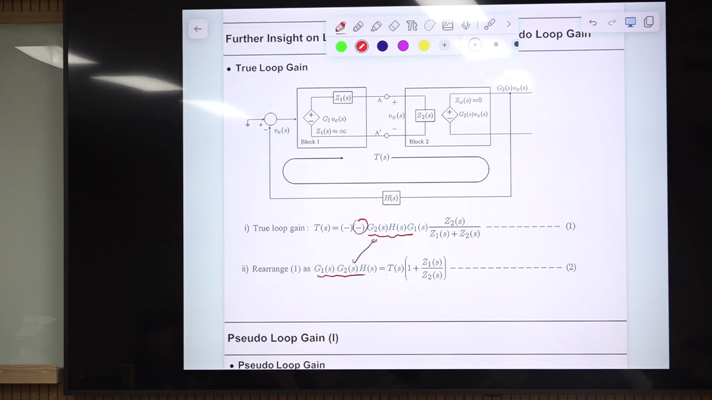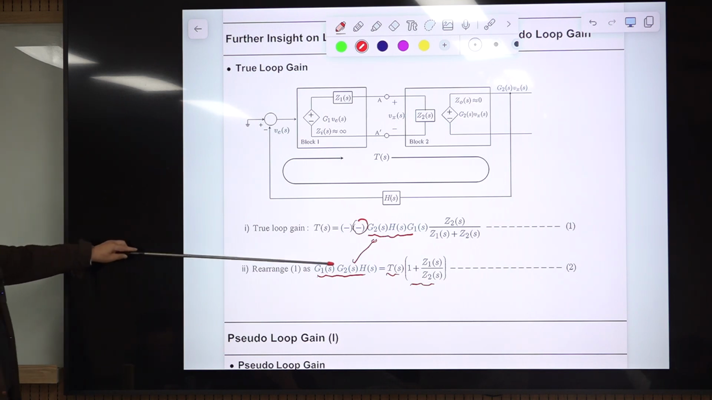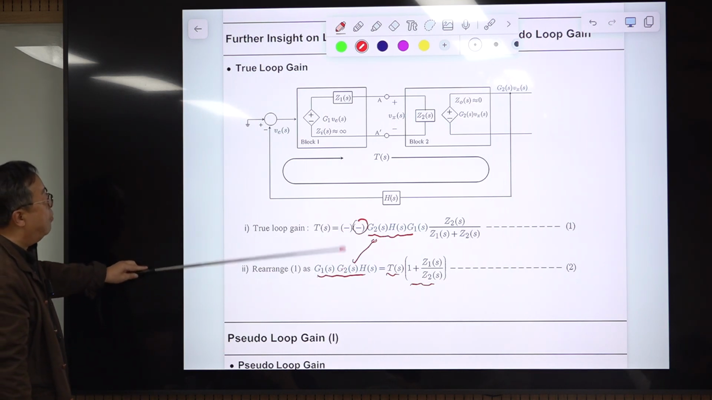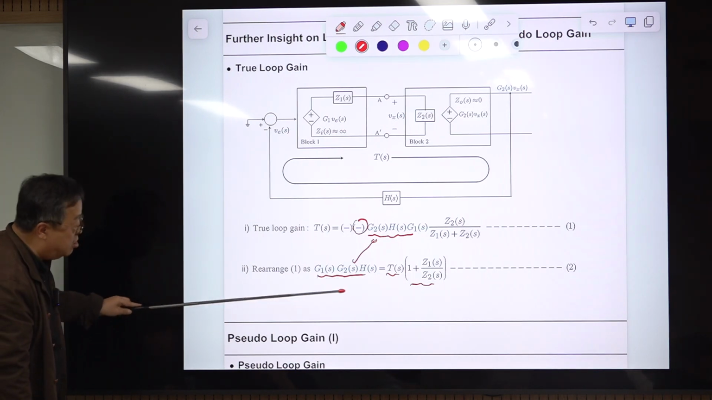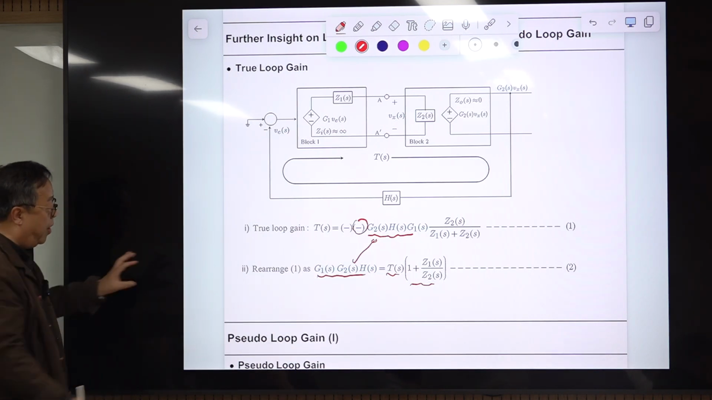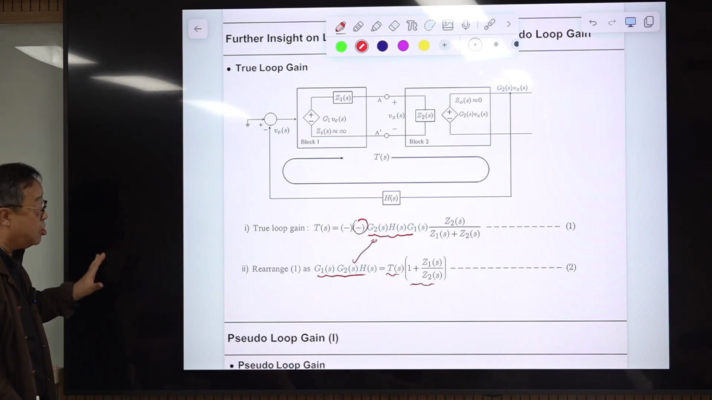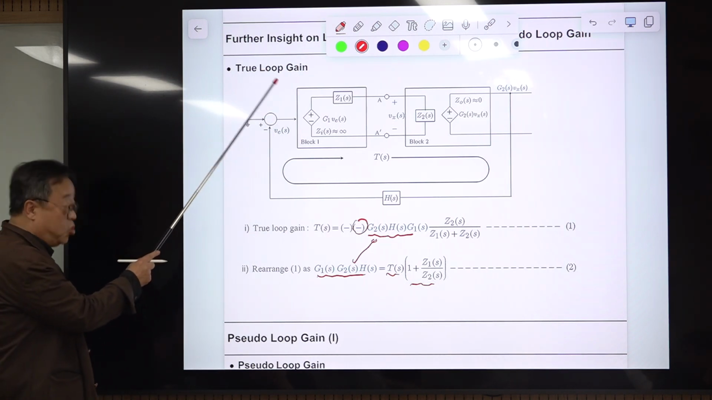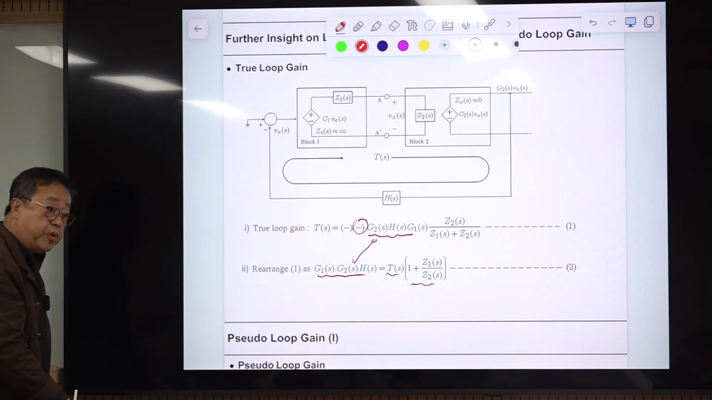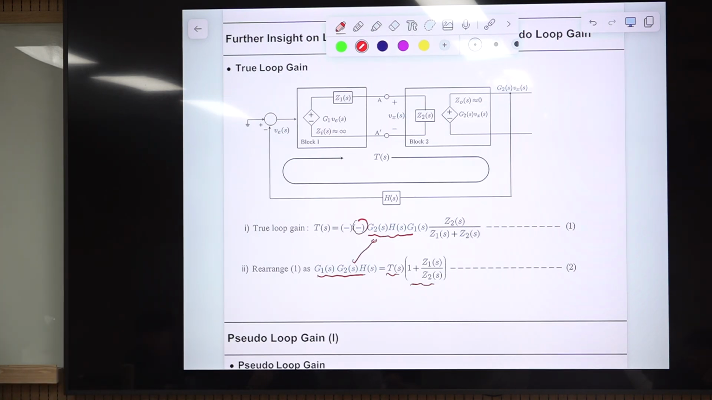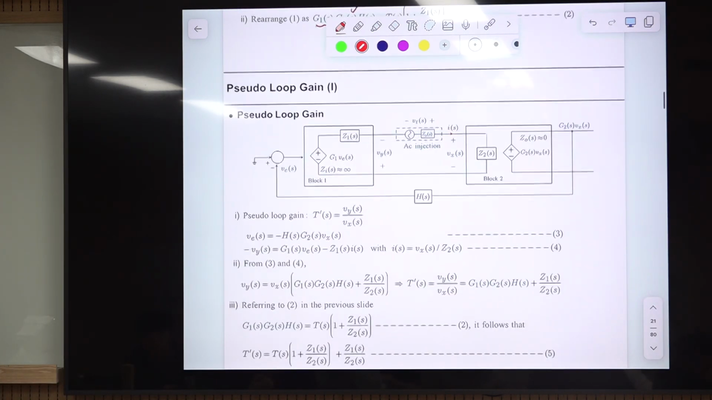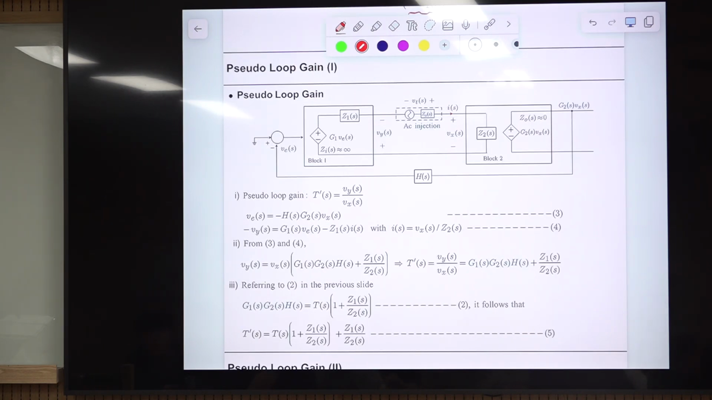Right? So this is the expression for the true loop gain, and somehow Middlebrook rearranged it in this manner, but this is very important. This will provide some critical connection between this true loop gain and the pseudo loop gain. That will be discussed in the next slide, okay?